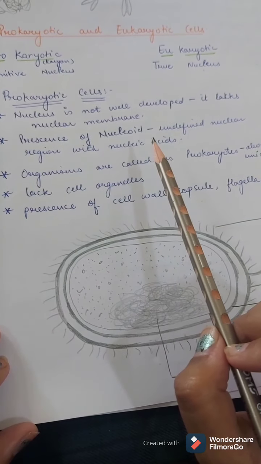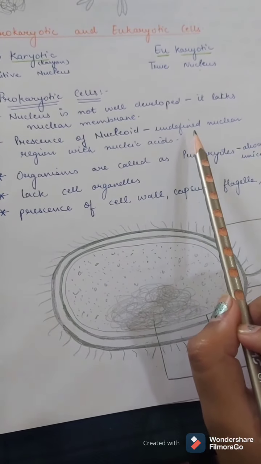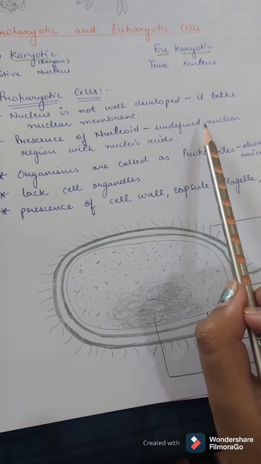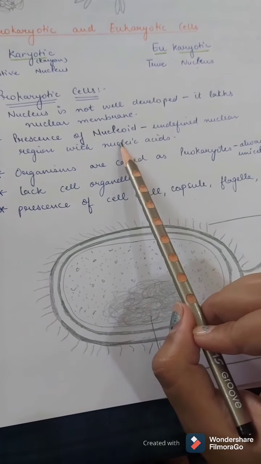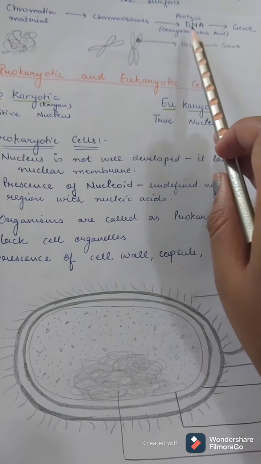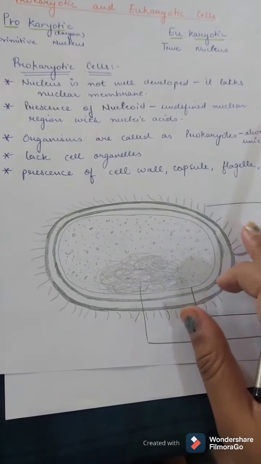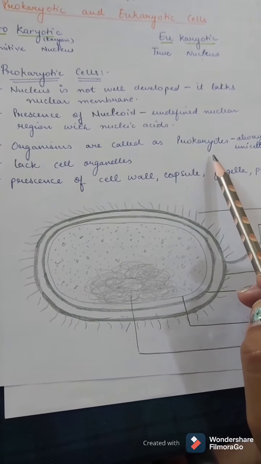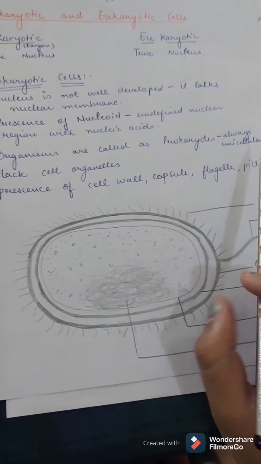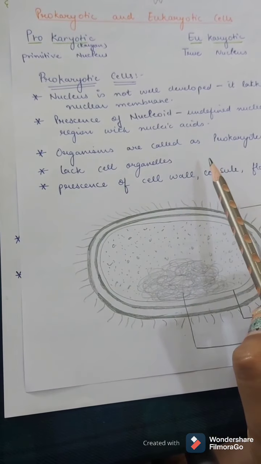Also, in place of the complete membrane-bound nucleus, there is a nucleoid. What is a nucleoid? It is the undefined nuclear region. Undefined nuclear region means without the nuclear membrane. So it is the undefined nuclear region with the presence of nucleic acid, such as DNA or RNA. DNA is deoxyribonucleic acid and RNA is ribonucleic acid. The organisms with prokaryotic cells are known as prokaryotes, and these are always unicellular organisms. Also, the prokaryotic cell lacks the cell organelles, which we will discuss further.